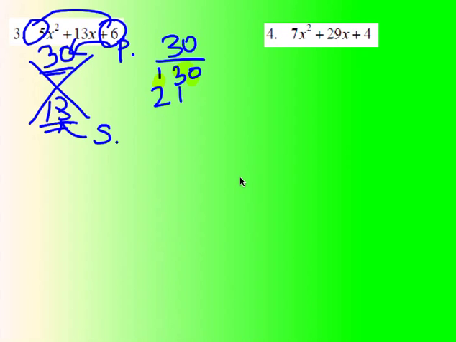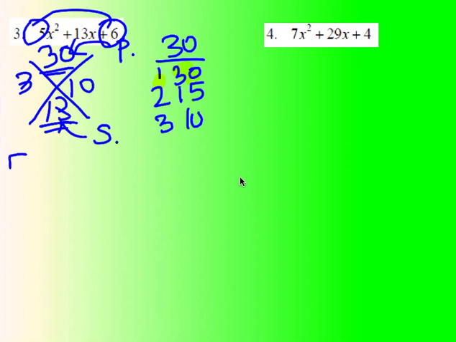2 and 15, 3 and 10. Since they're both positive, I want to look for positive factors. So 3 and 10 is going to add to 13. So that's going to be my factors, 3 and 10.